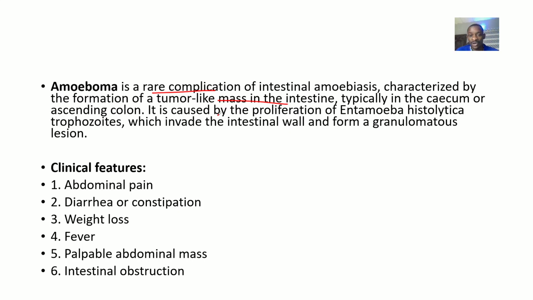It is caused by the proliferation of Entamoeba histolytica trophozoites. Those are the active type, unlike the cyst type. When the Entamoeba histolytica goes into your system, it is inactive as a cyst. When it comes out of the cyst, it becomes a trophozoite. When they proliferate, they invade the intestinal wall and form a granulomatous lesion.